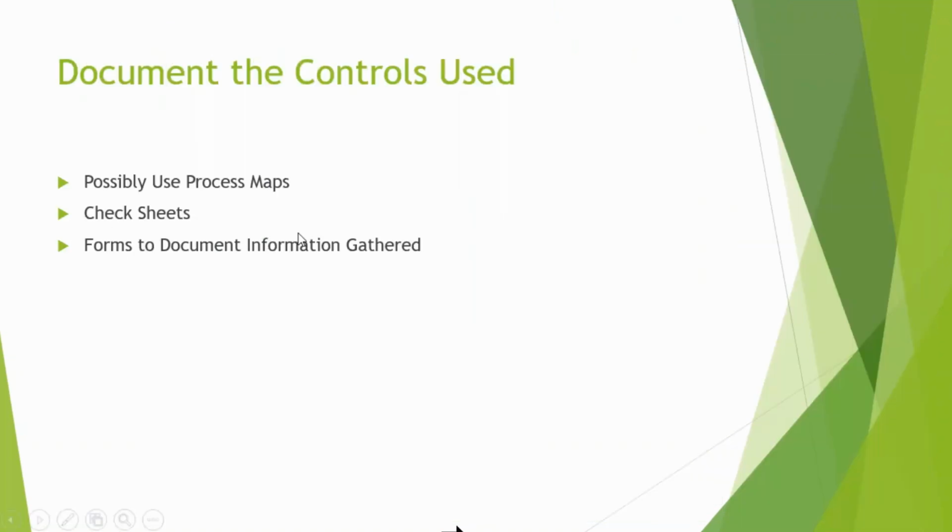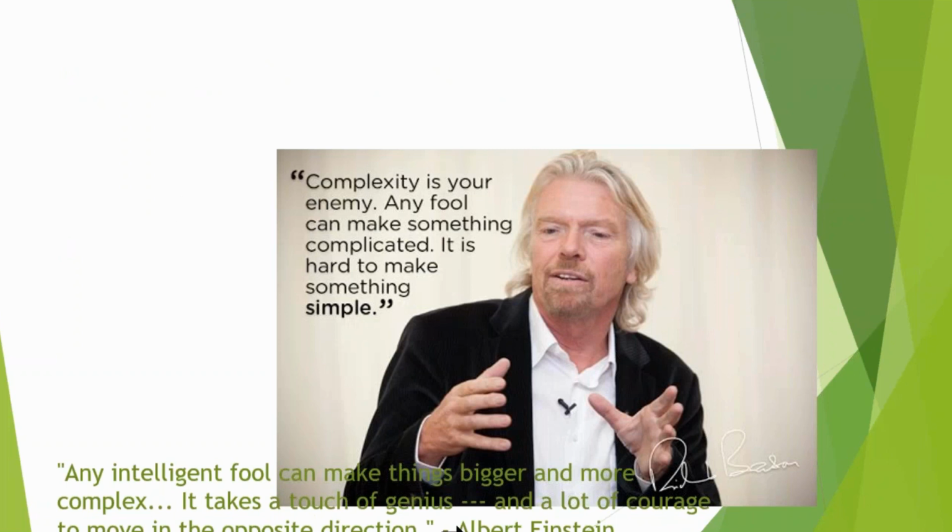One of the ways that you might document the controls used might be process maps, check sheets, or forms to document information gathered. I encourage you to use process maps instead of procedures, and hopefully we'll get to do another webinar on process mapping at another date through PECB, so we look forward to you attending those.